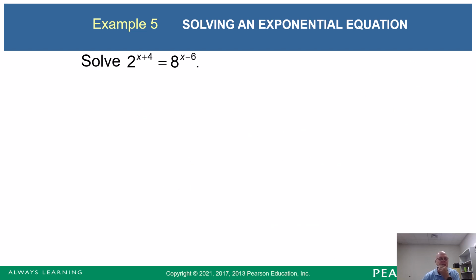How about this one? How about pausing it? Can you do this by yourself? Come on back when you're finished, or at least give it a shot. All right, now 2 and 8, that should sound a little bit familiar. 8 is 2 cubed, so here's our left side intact. The right side, here is 8 using an exponent. Still got the x minus 6.